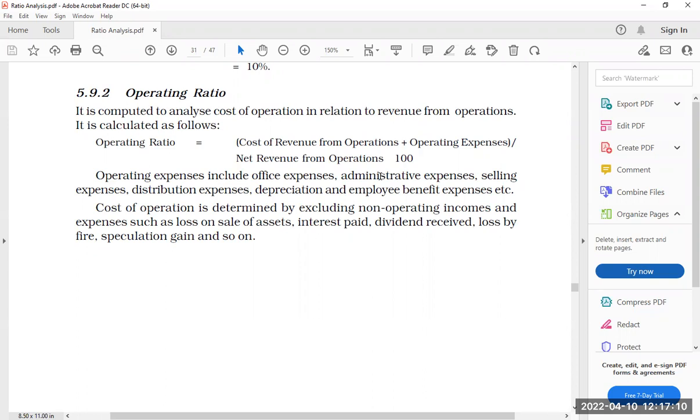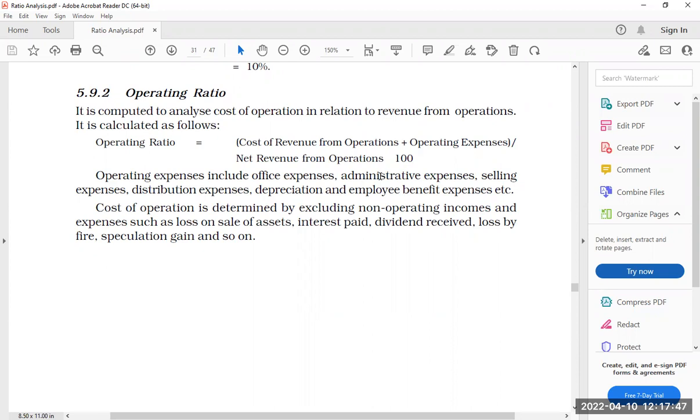Suppose I am selling goods for 100 rupees. Out of 100 rupees, what is my cost? Suppose 80 rupees is my cost, means operating ratio is equal to 80%. Operating ratio is capturing the percentage of cost of sales out of 100. Now tell me what is the interpretation? Suppose one company's operating ratio is 80%, another company's operating ratio is 70%. Which company is good? 70%. Lesser the operating ratio, better the performance and efficiency of the company.